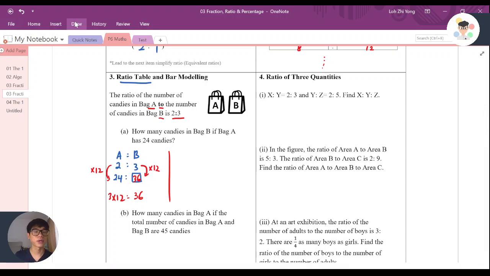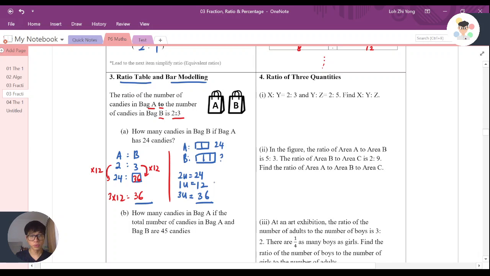Now, what if I want to do bar modeling? Is it different? No, it's actually a similar thing. Again, A to B is 2 to 3, right? So it'll be 2 units and 3 units. How many candies in bag B if bag A has 24? Now, I know that this is 24. Something very simple. 2 units I know is 24, correct? So 1 unit is equal to what? 12. 3 units is equal to what? 36. So you can see the answer is the same.